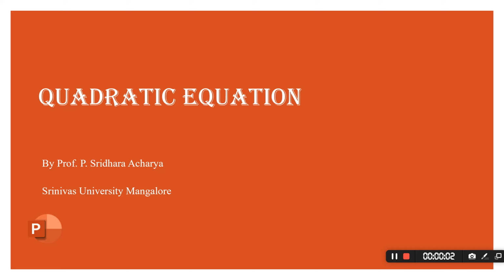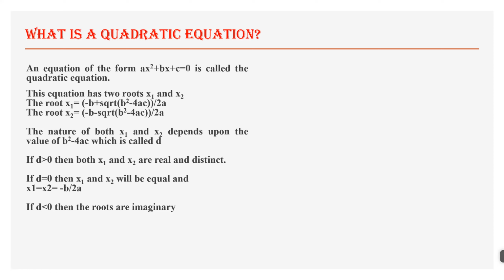Hello everyone. Now we shall discuss how to solve a quadratic equation using C++ programming. Now, what's a quadratic equation? We all know a quadratic equation is of the form ax square plus bx plus c is equal to 0, wherein a, b and c are the coefficients. And this equation has two roots, namely x1 and x2.